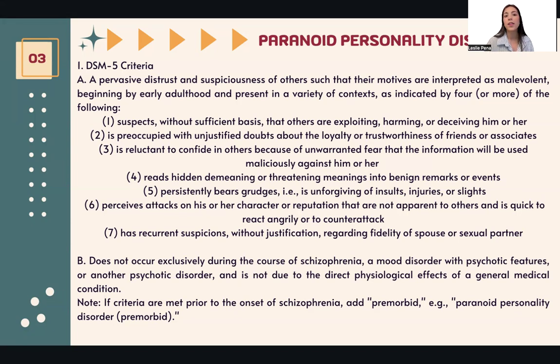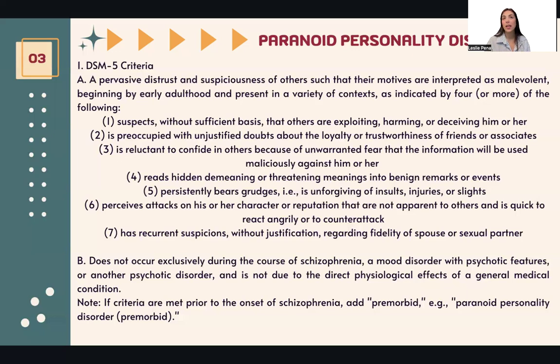They are preoccupied with unjustified doubts about the loyalty or trustworthiness of their friends or associates. They're reluctant to confide in others because of those unwarranted fears. They think that if they do confide in others, it will be used maliciously against them. They read hidden demeaning or threatening messages into benign remarks.